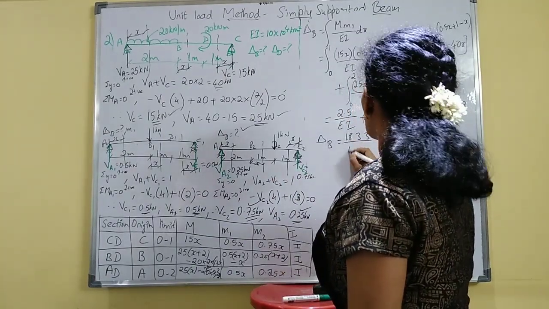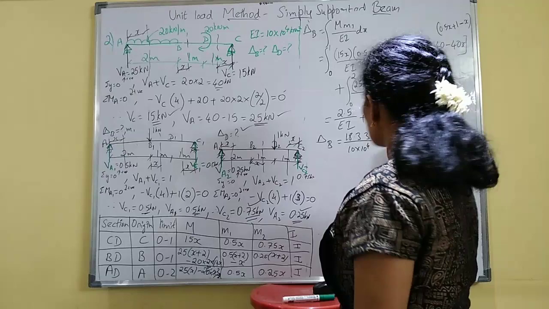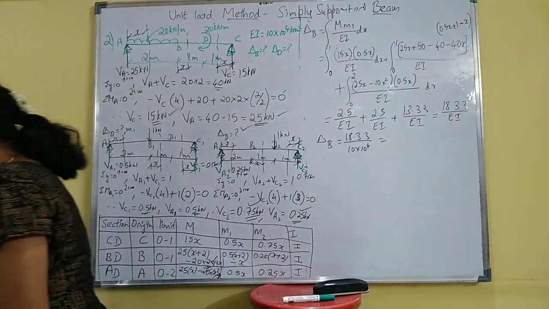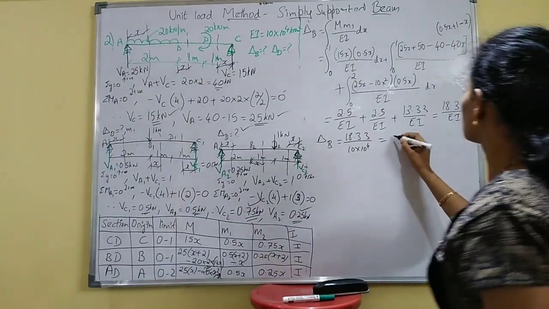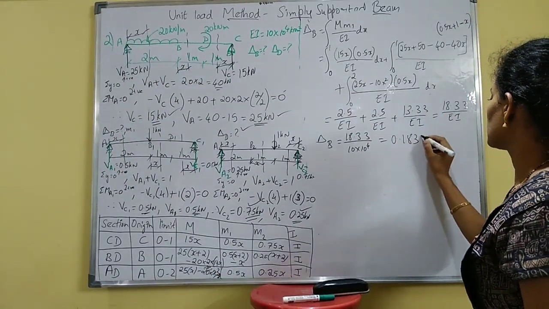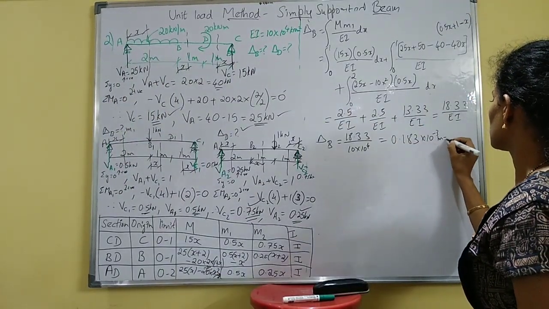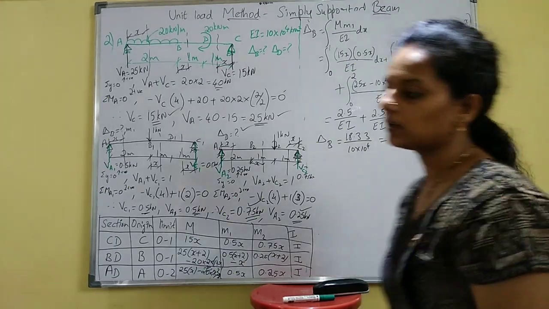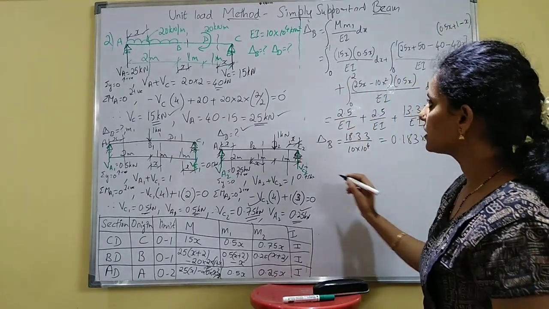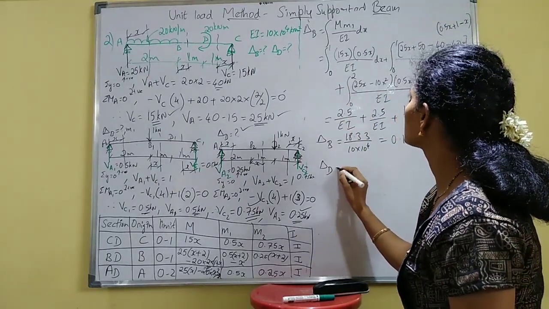18.33 by 10 into 10 power 4, you will have delta as 0.813 into 10 power minus 3 meter, so 0.813 millimeter. Similarly, find out for the delta D.